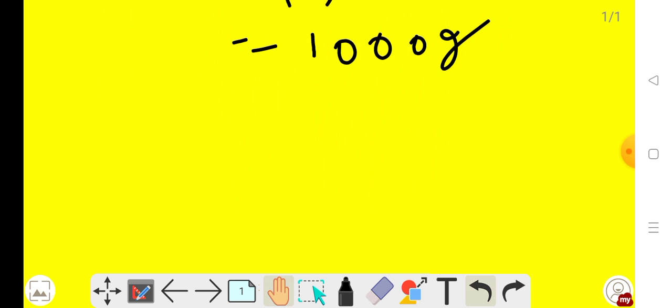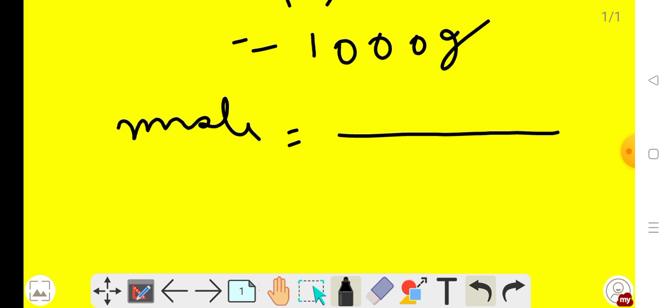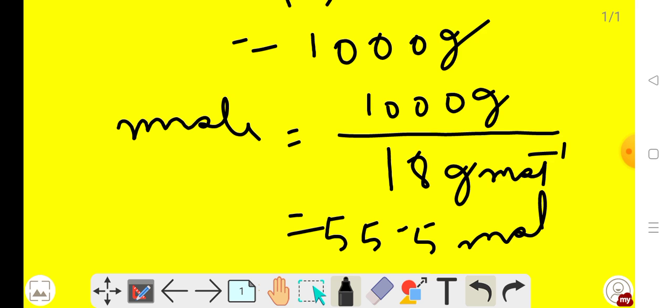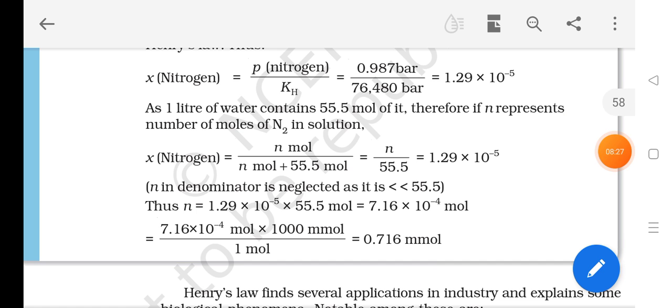Now we know that number of mole equals given mass by molar mass. Given mass is 1000 gram and molar mass is 18 gram per mole. If we calculate these two, then we get 55.5 mole. From this we get that value. So let's get back to that question.